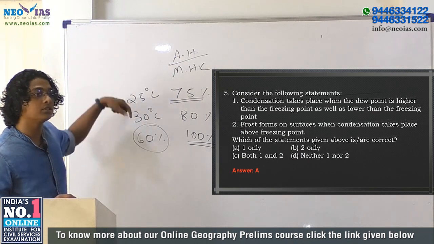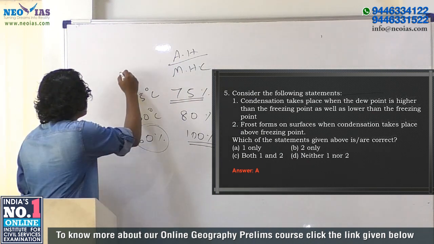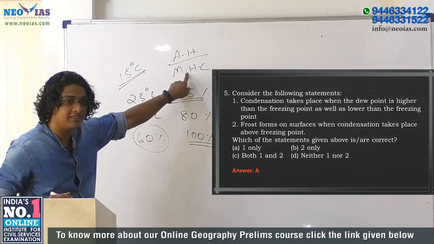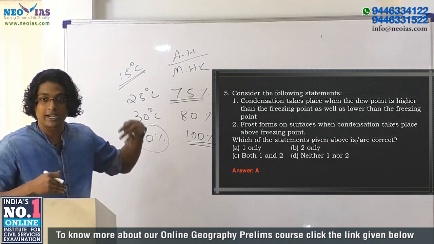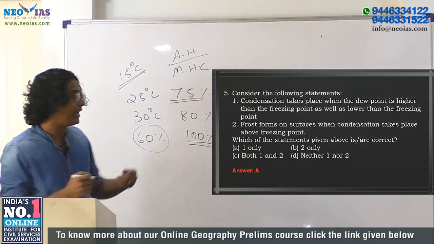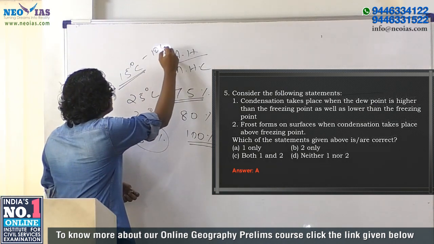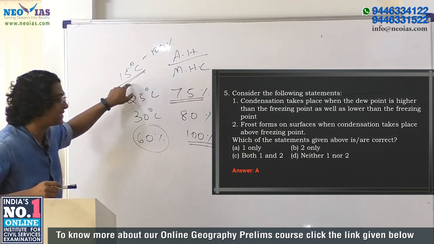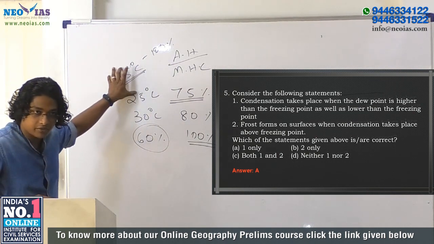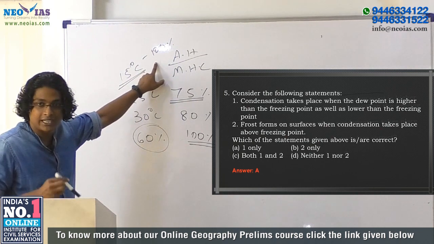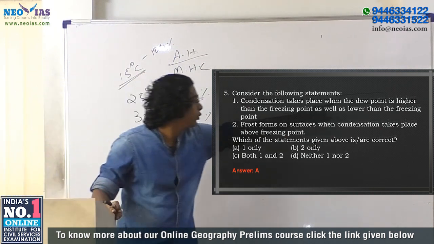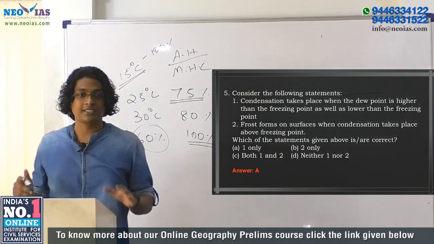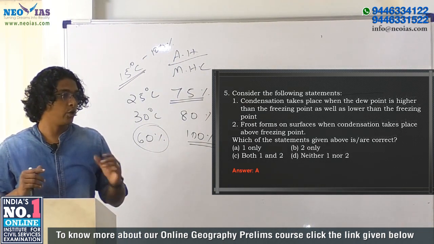Now what if I reduce the temperature? I am reducing the temperature to 15 degrees Celsius. The moisture holding capacity will decrease, so the relative humidity will increase, and probably it attains say 100%. So this relative humidity is dependent on temperature. The temperature at which 100% relative humidity is attained is called the dew point.